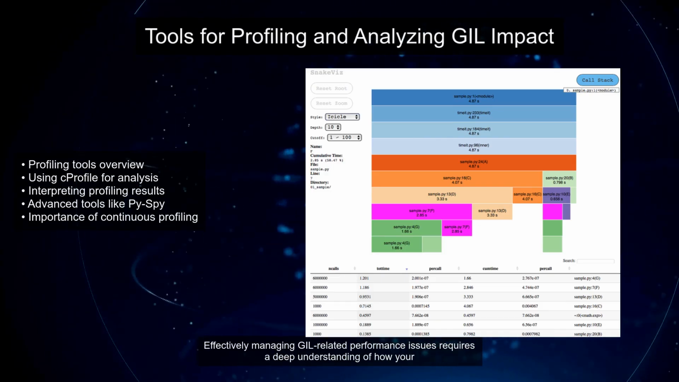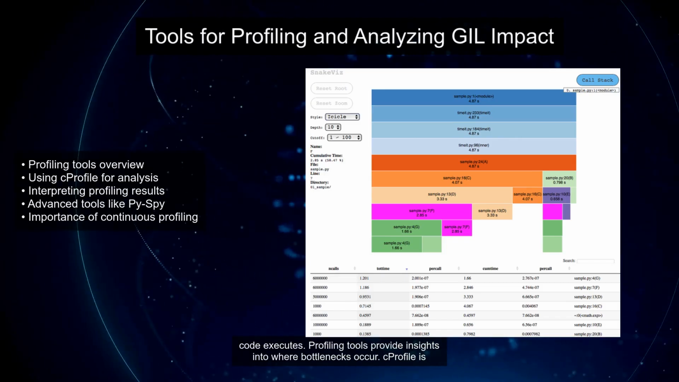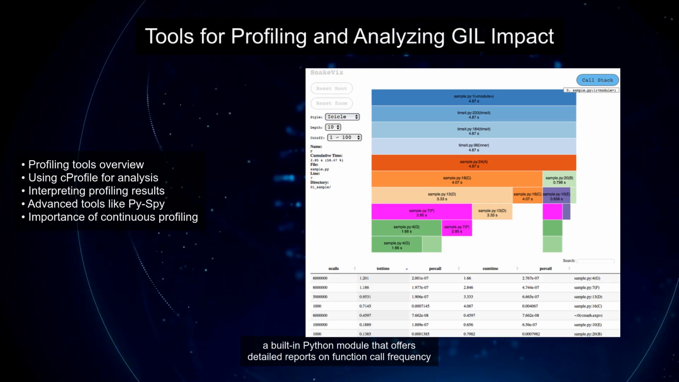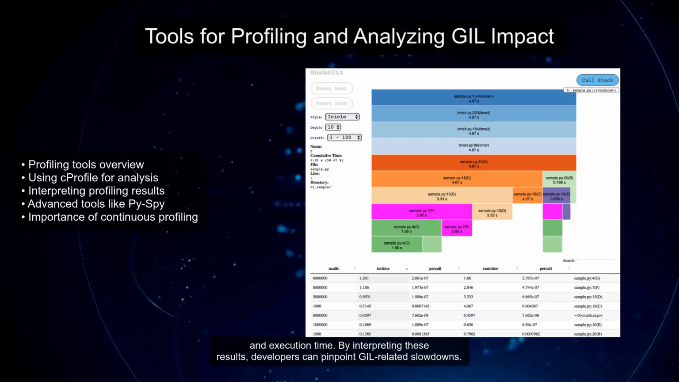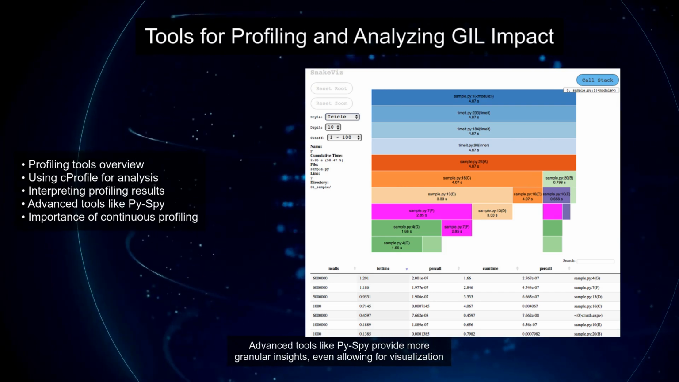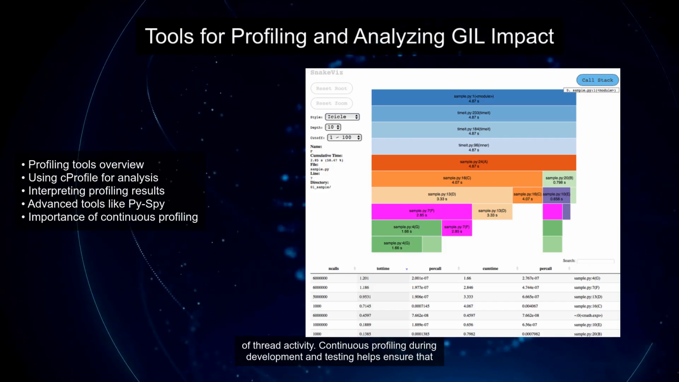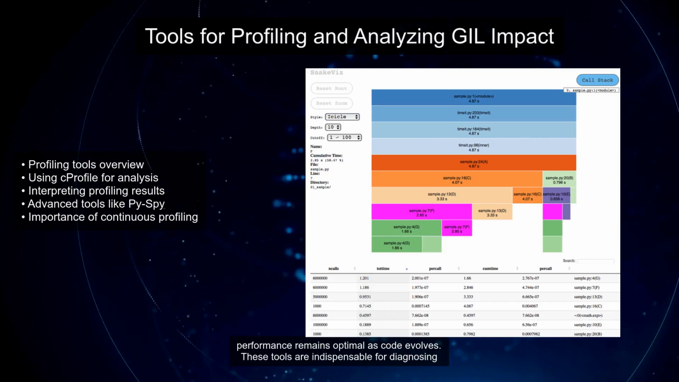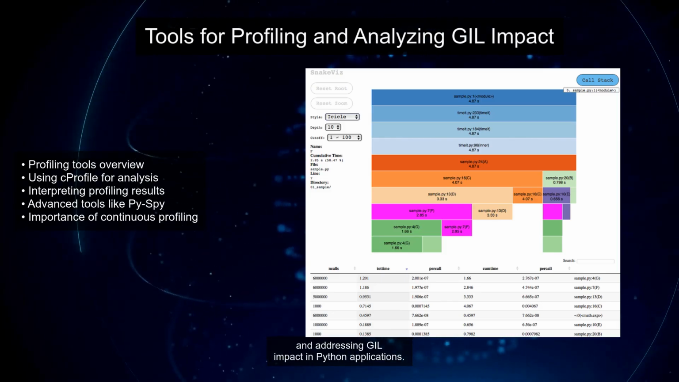Effectively managing GIL-related performance issues requires a deep understanding of how your code executes. Profiling tools provide insights into where bottlenecks occur. cProfile is a built-in Python module that offers detailed reports on function call frequency and execution time. By interpreting these results, developers can pinpoint GIL-related slowdowns. Advanced tools like py-spy provide more granular insights, even allowing for visualization of thread activity. Continuous profiling during development and testing helps ensure that performance remains optimal as code evolves. These tools are indispensable for diagnosing and addressing GIL impact in Python applications.